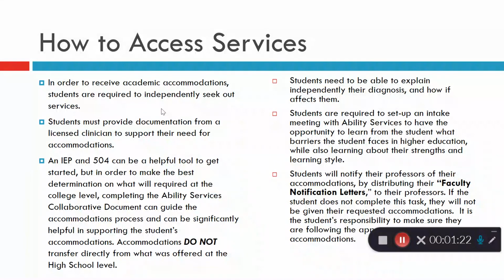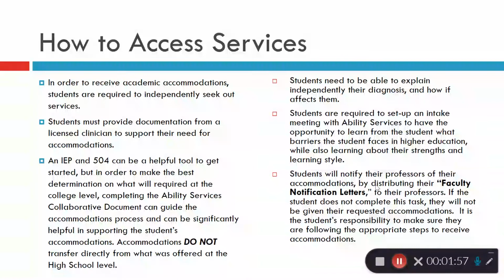An IEP or a 504 plan is a really helpful tool for us to get started, but in order for us to make the best determination that we can about what level of support or accommodations may be required for the student, we again ask for that documentation via our collaborative document form or other measures. And understand that accommodations do not directly transfer from high school to college, and the terms IEP and 504 plan go away. Those are not things or language that we specifically use to identify that. So keep that in mind as you're thinking about language and when you're asking, how do I get my IEP or 504 plan? That's a great place to start, but note that those terms are not used anymore.